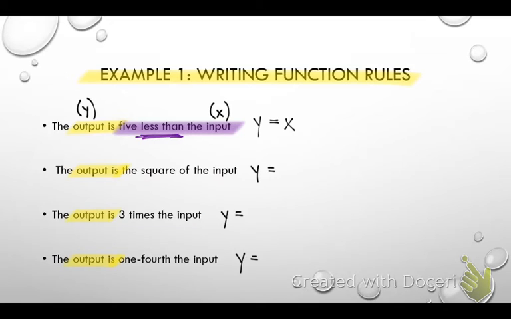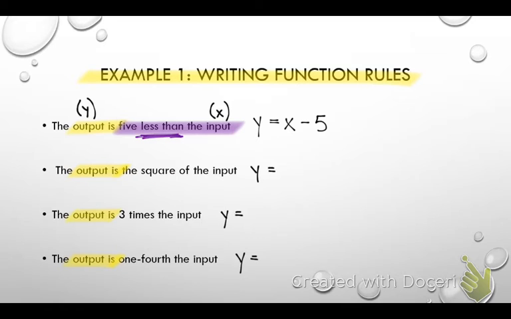If it had said more than, it's the same thing. You're adding it to the variable. Any other time, you would write it in the order you read it, 5 minus x. But because it was less than the input, I write it second. Okay, y equals x minus 5.